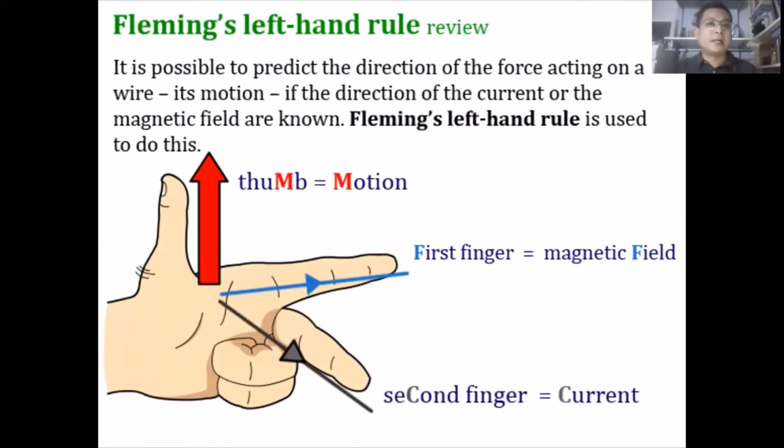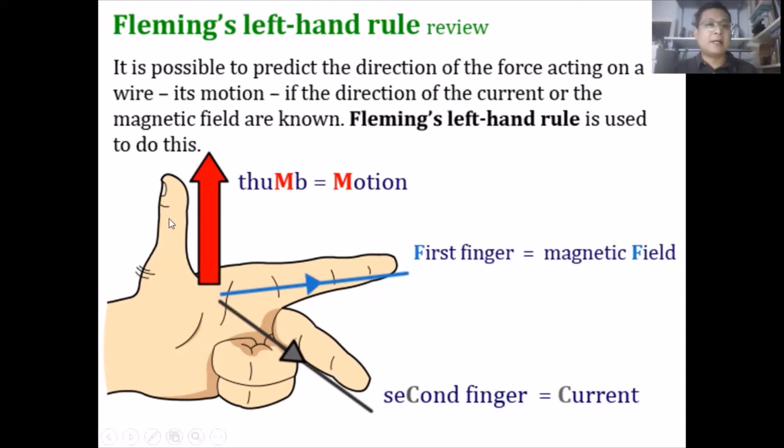Okay, we can use Fleming's left-hand rule to describe the magnetic field with the current condition. This left-hand rule describes the relationship between the current and the magnetic field. So it's possible to predict the direction of force acting on the wire, its motion, if the direction of current or the magnetic field is known. Fleming's left-hand rule is used to do this.